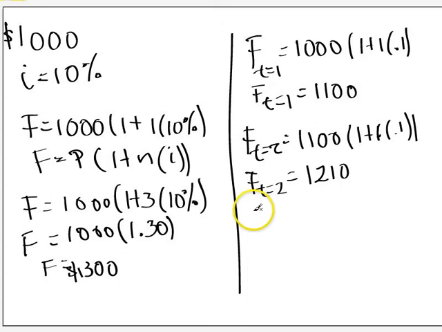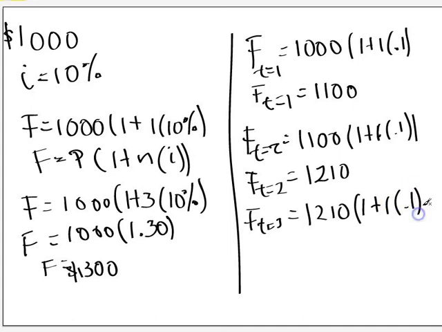And we can further compute how much we would have at t equals 3, and that amount is $1,210 times 1 plus another year making 10%. This final result, at t equals 3, would be $1,331.